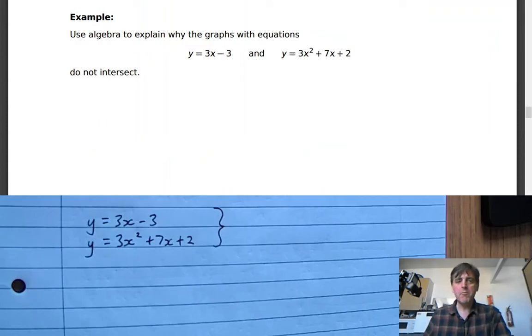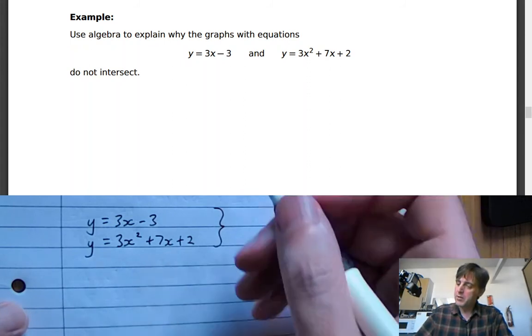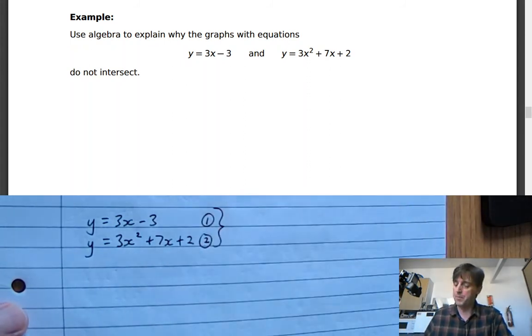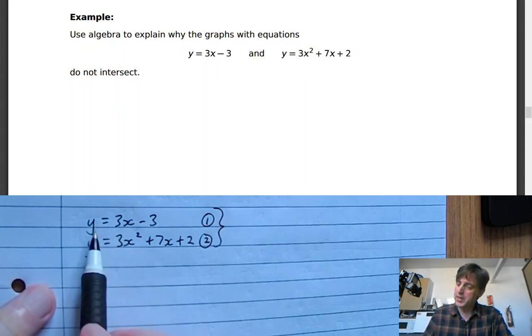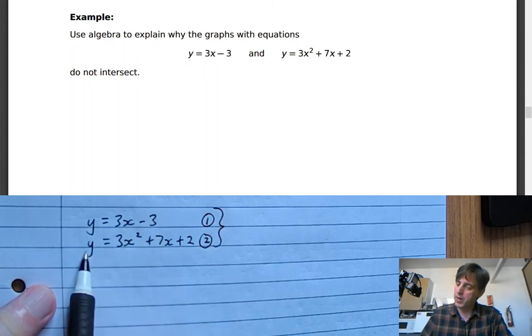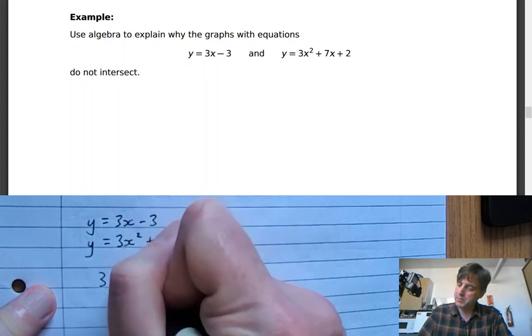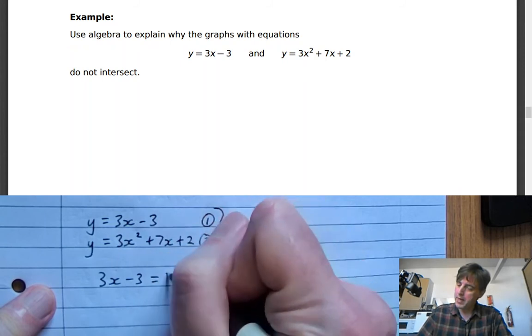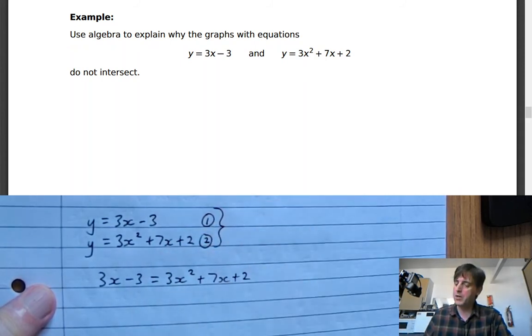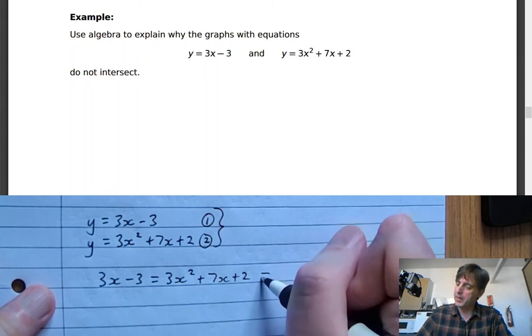Well, I think what we're going to try and do is take the two equations and solve them simultaneously and try and find any points of intersection. So let's start off by doing that, because here I can see y equals 3x minus 3. So if I just substitute that into where I see y in this equation, we're going to end up with 3x minus 3 equals 3x squared plus 7x plus 2. So I've got myself a quadratic equation. I just need to tidy it up a little bit here.